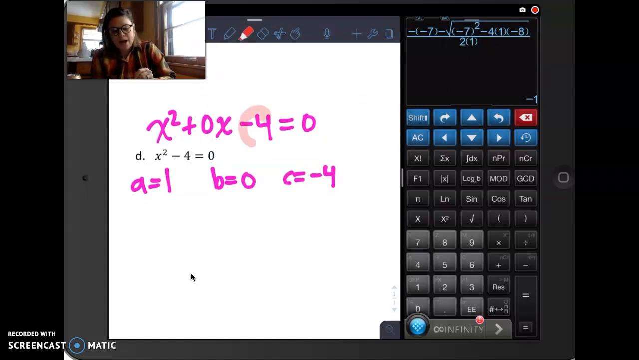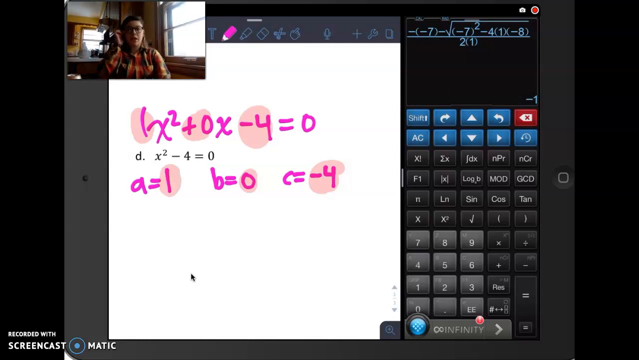Make sure that you're grabbing the symbol to the left. I could put in +0, but that doesn't matter. I could put in +1, but that doesn't matter. So if it's a negative, make sure you grab it and bring it along.